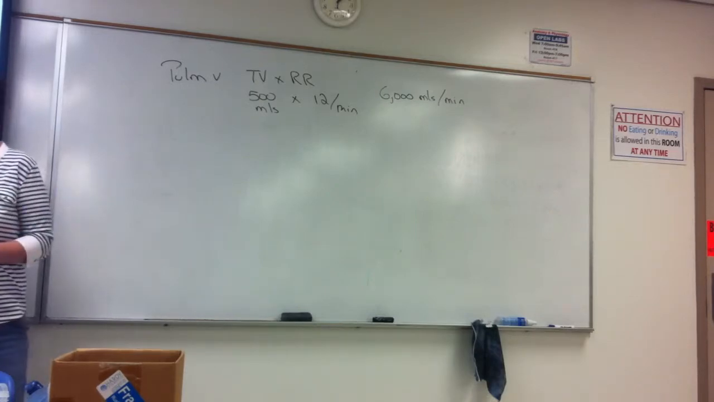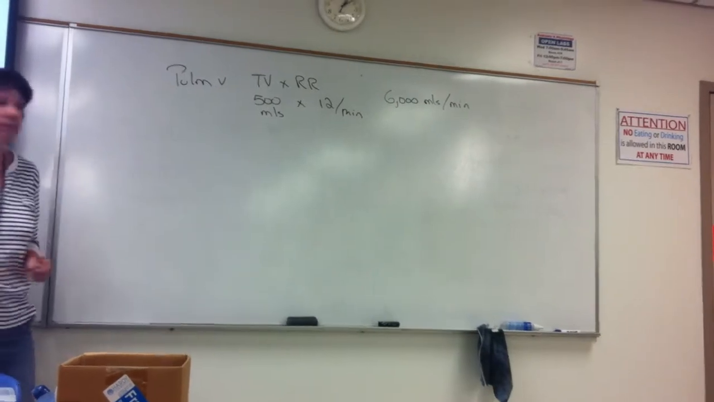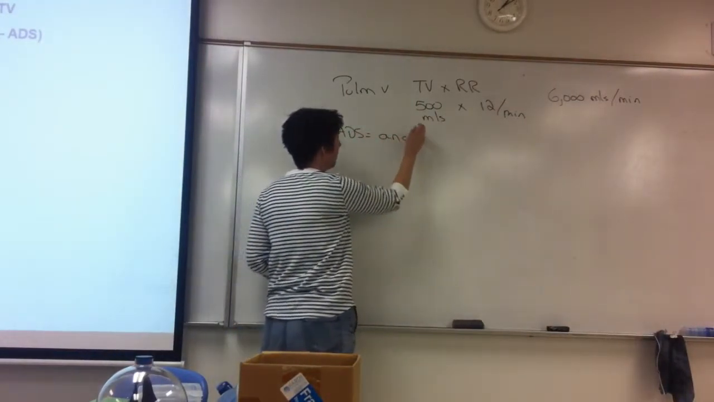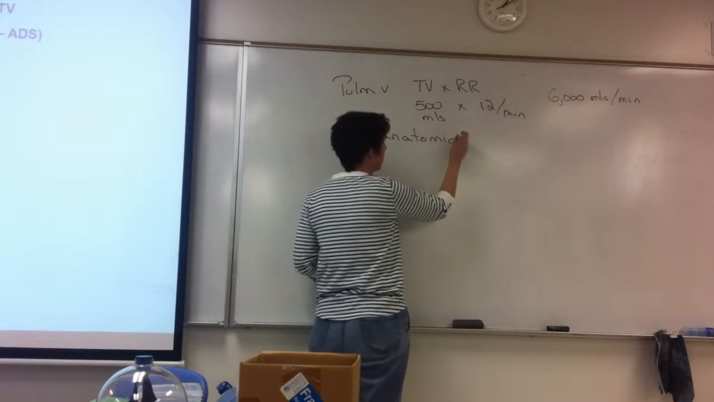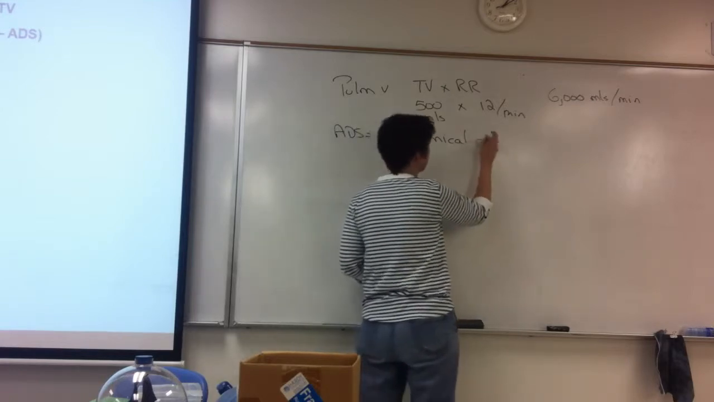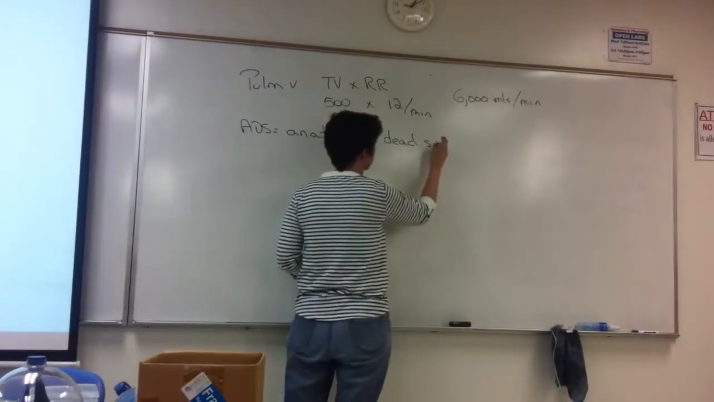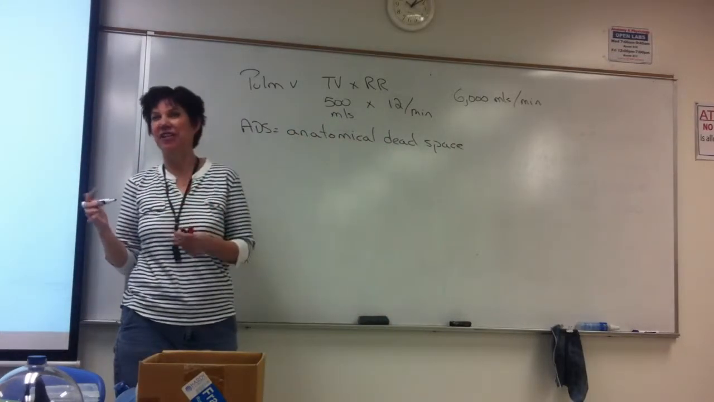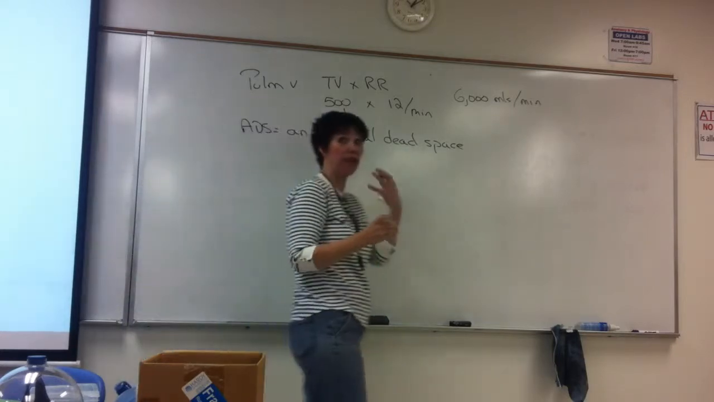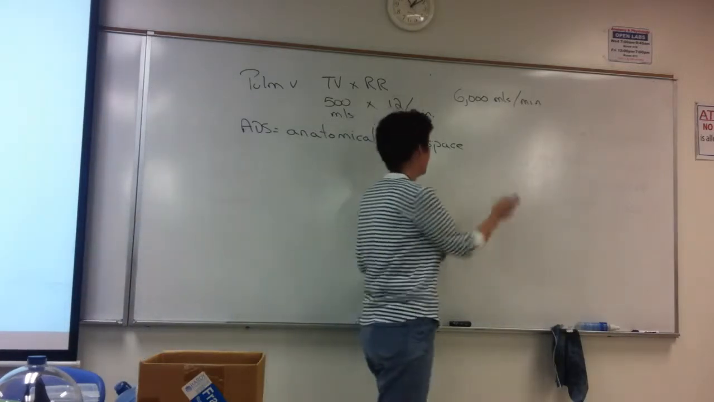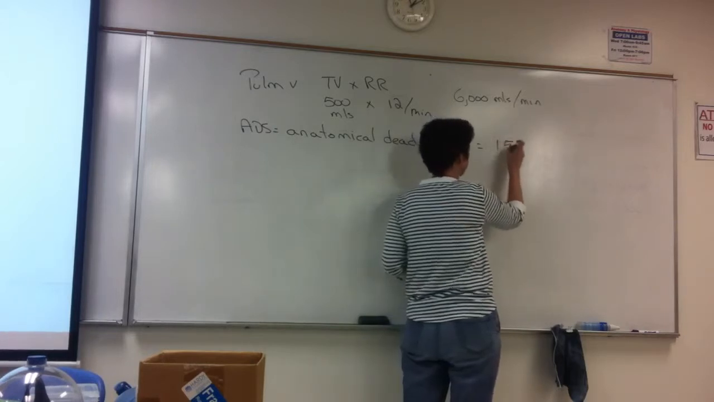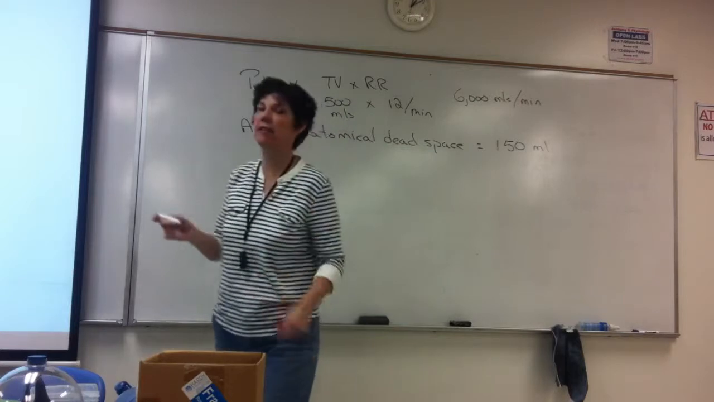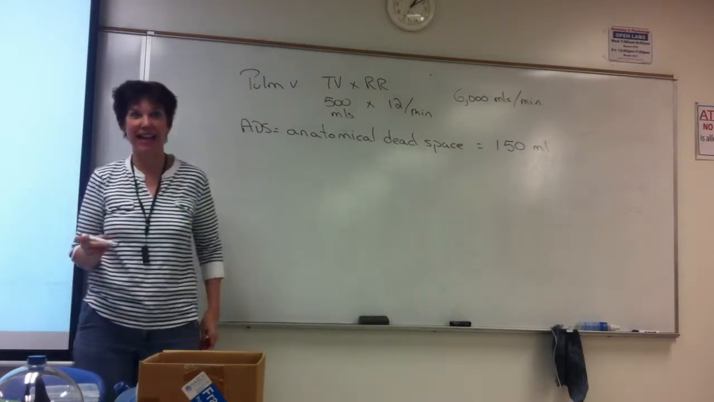But remember we talked about anatomical dead space. An anatomical dead space is essentially the volume of our conducting airways, where gas exchange cannot occur. So your pharynx, your larynx, your trachea, your bronchi. And this equals approximately 150 mils. And we'll just take that as our standard number. It's going to vary, obviously, with size.